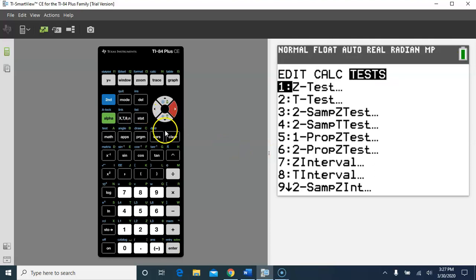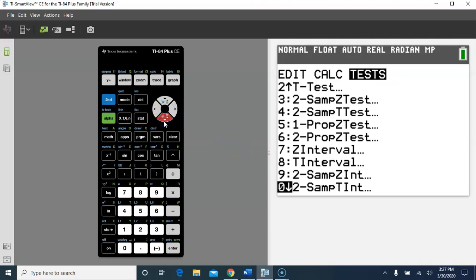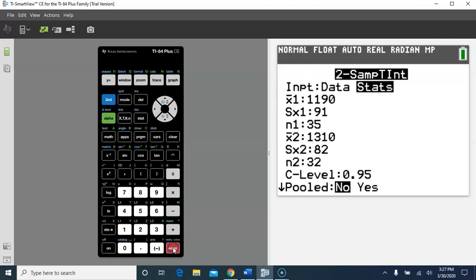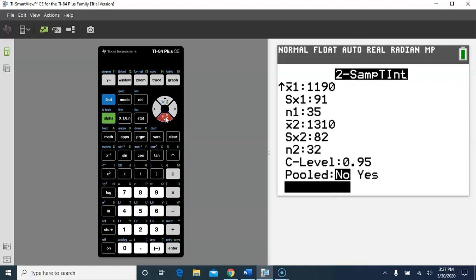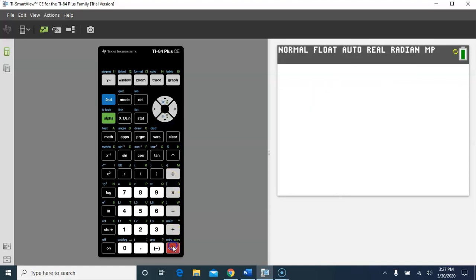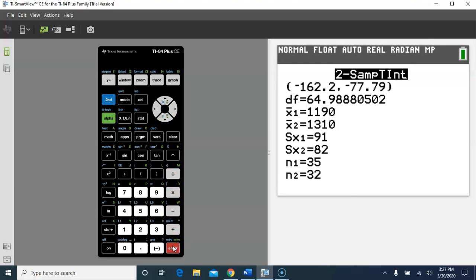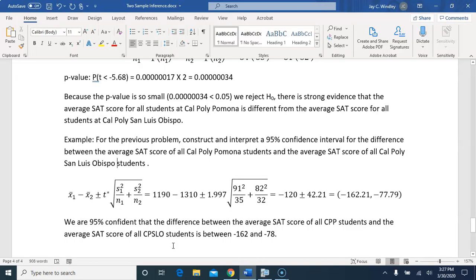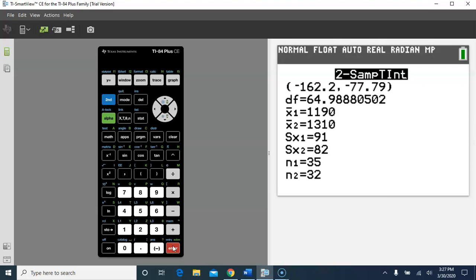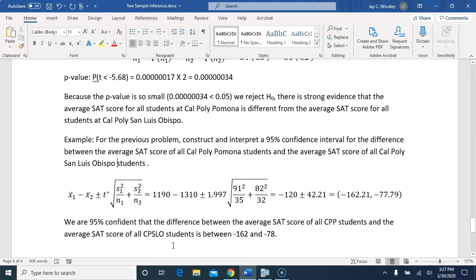Stat tests, 2 sample t interval. And again, enter the mean, the standard deviation, and the sample size from our first sample, the mean, the standard deviation, and the sample size from our second sample. Indicate the confidence level. Pooled should say no, and calculate. And there's our negative 162.2 and negative 77.79.